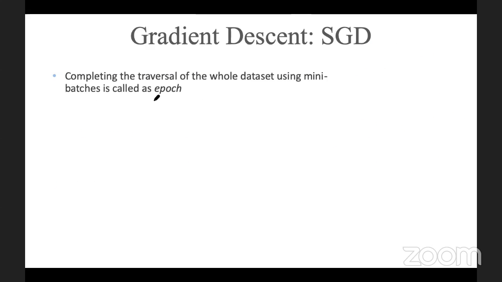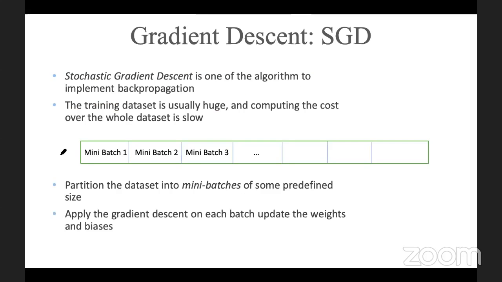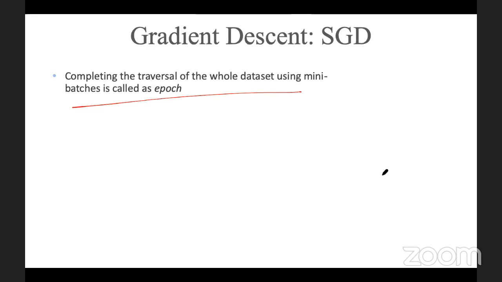Completing the traversal of the whole data set is called one epoch. So if I start from here and complete everything, then this is what we call an epoch, and that is what at least we'll call an epoch. And that's it for the SGD. We'll just see the code very quickly, and we will discuss that in detail in the next lecture.